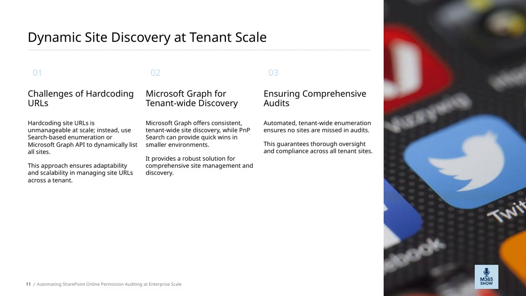Let's also consider the challenges of hardcoding site URLs. When you hardcode URLs, it becomes unmanageable at scale because every time a site changes or a new one is added, you'd have to update your scripts manually. Instead, using search-based enumeration or the Microsoft Graph API allows us to dynamically list all sites. This approach is much more adaptable and scalable, ensuring we can handle growth and changes seamlessly across the entire tenant.